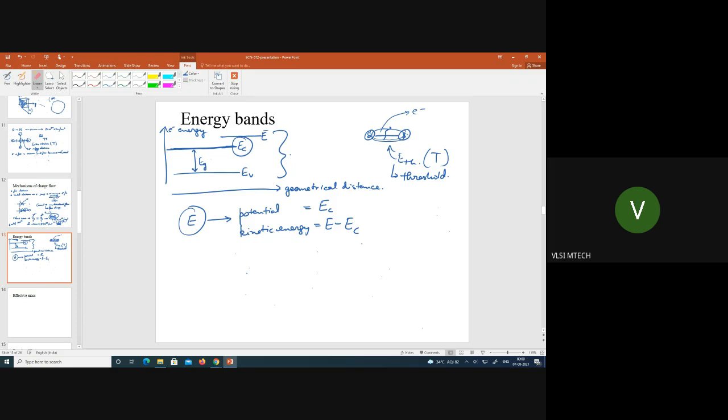Okay, let's see. Some other stuff, band gap. Silicon band gap, just numbers so that you have an idea, is 1.12 eV at 300 Kelvin normal.